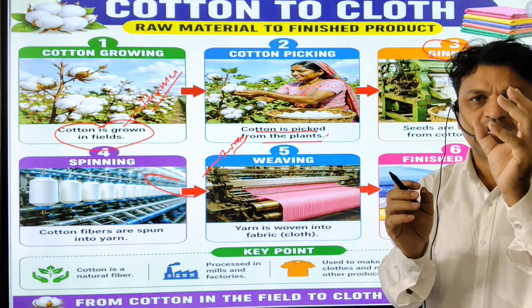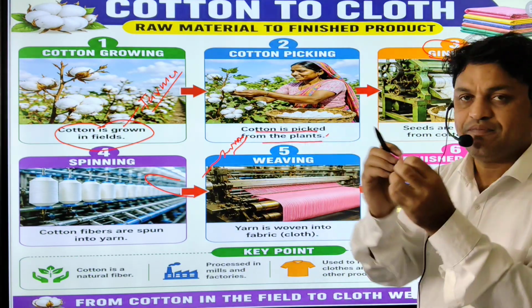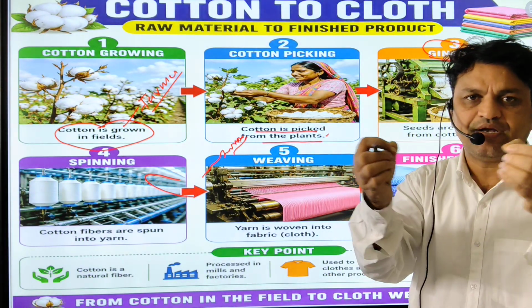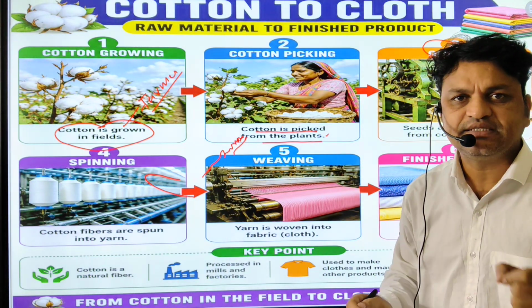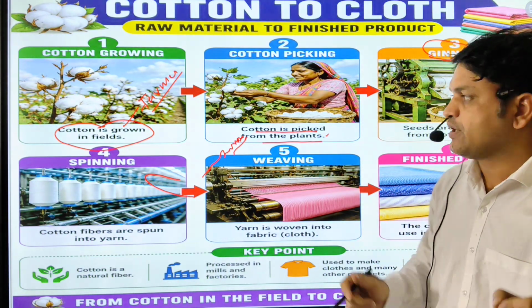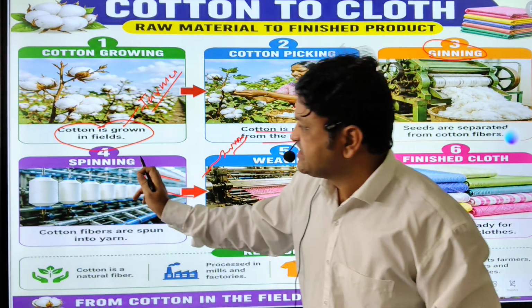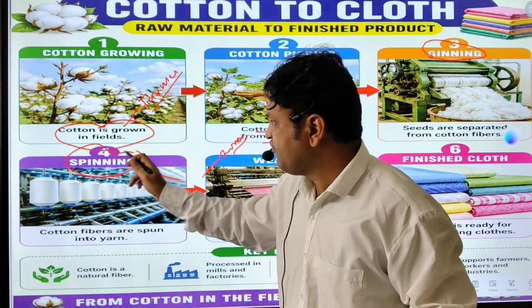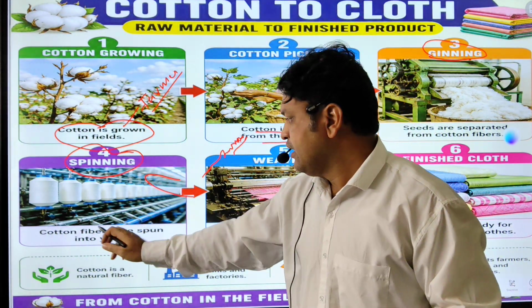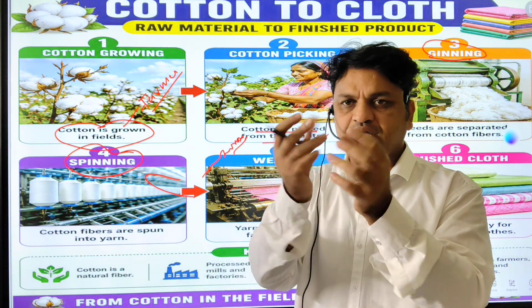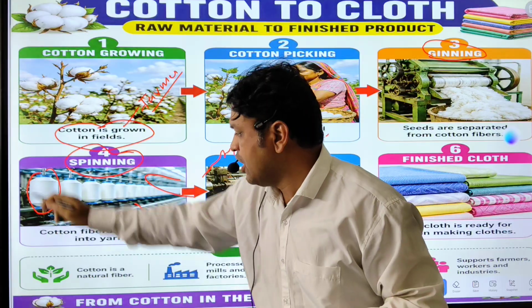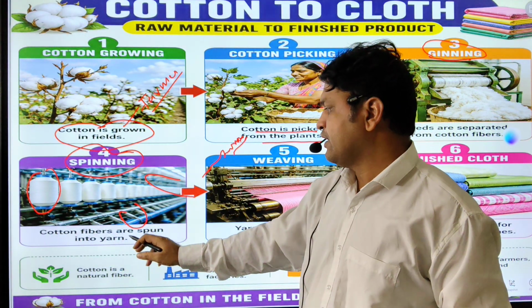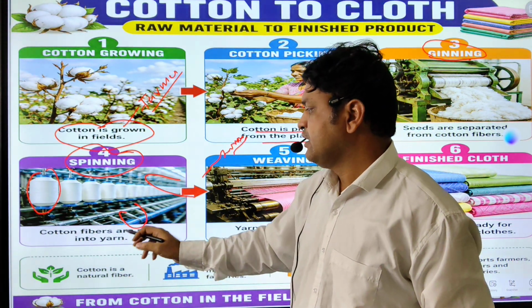So the cotton boll has seeds, so they must be separated. Seeds and cotton fibers are separated. That process is called the ginning mill. Then what is the fourth? Spinning from this cotton fiber. They spin it into yarn, like making a spindle fiber. So this is the spun. This is the yarn. Fibers are converted into yarn.